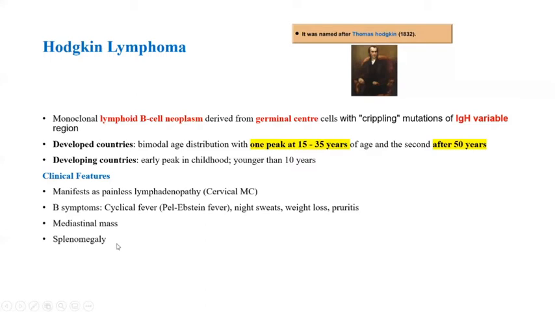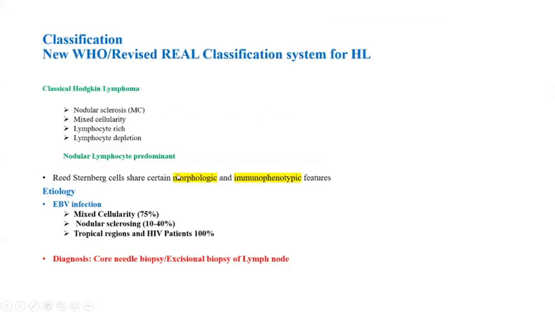So why has WHO classified Hodgkin lymphoma into two types, classical and nodular lymphocyte predominant? Because these two categories have different Reed-Sternberg cells. This is the neoplastic cell present in Hodgkin lymphoma. The Reed-Sternberg cell present in these two types of lymphoma is different. I will discuss that later on. That's why they have classified it into two types based on the morphology of the Reed-Sternberg cells, and not only morphology, also immunophenotypic features.